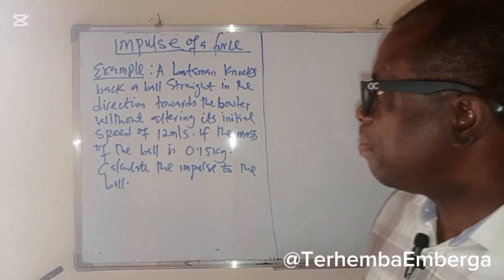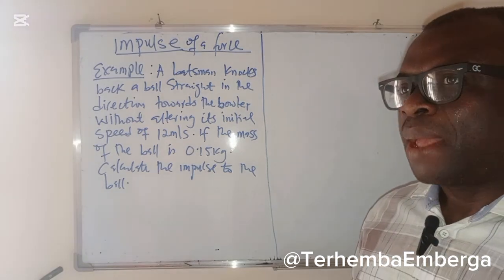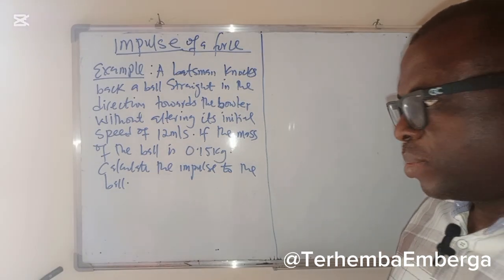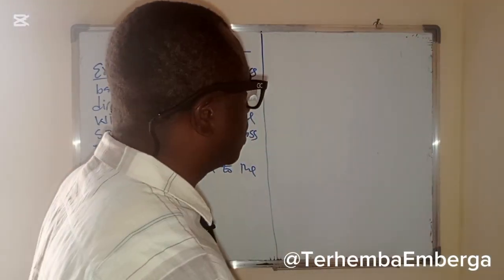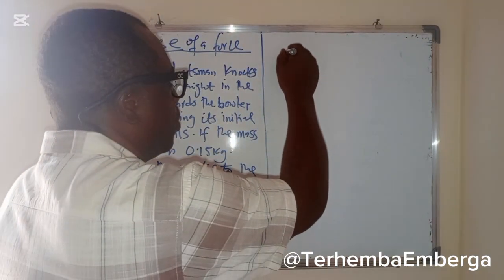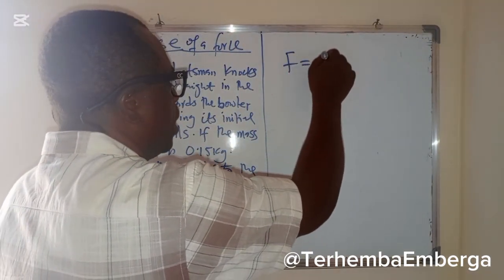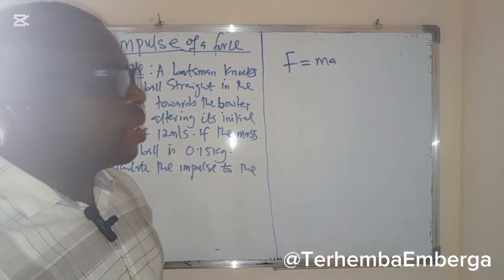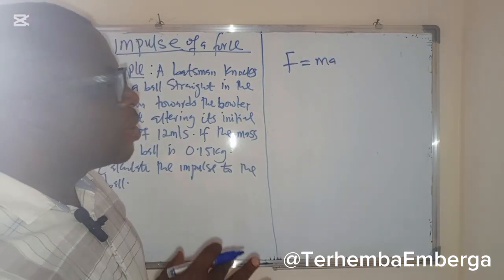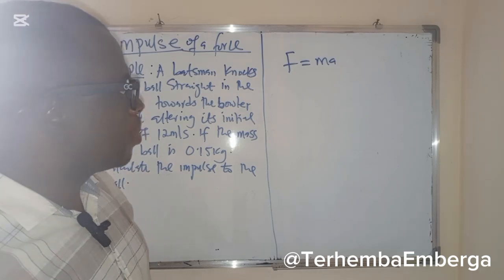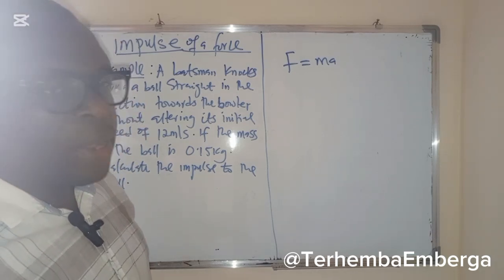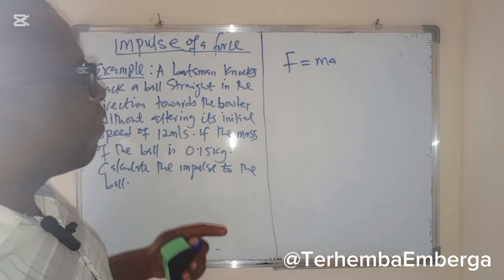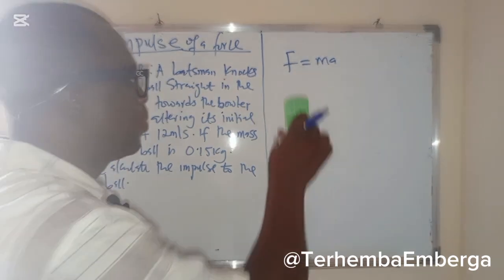We are particular about the second law. Many students of physics always state that F is equal to ma. So we derived this formula from Newton's second law of motion. But today we'll be looking at it from the perspective of impulse.